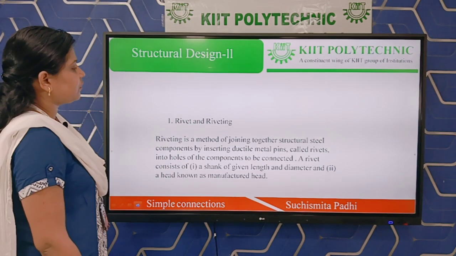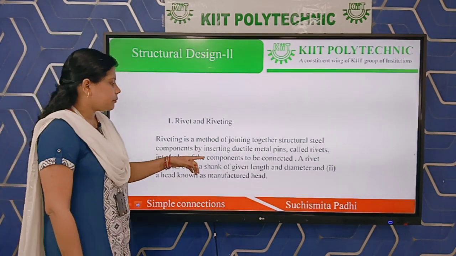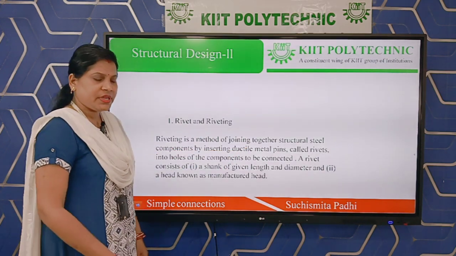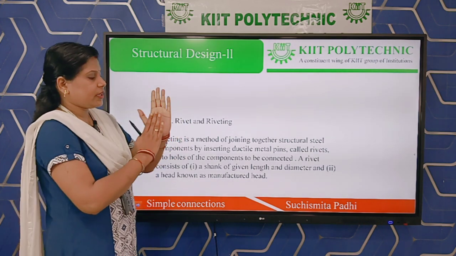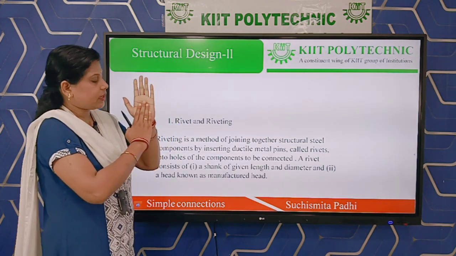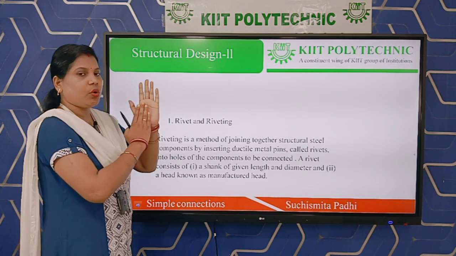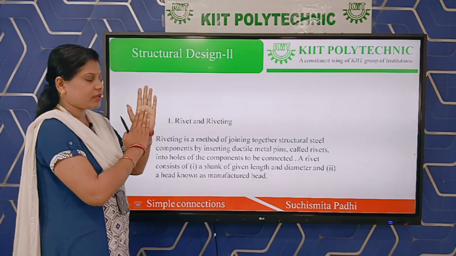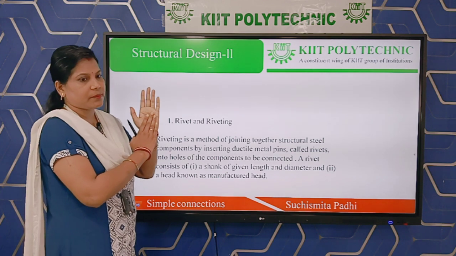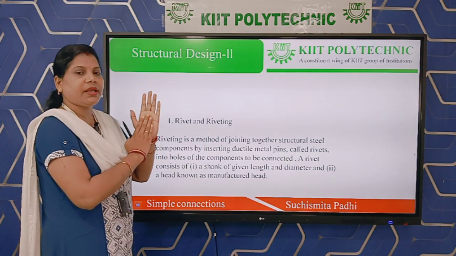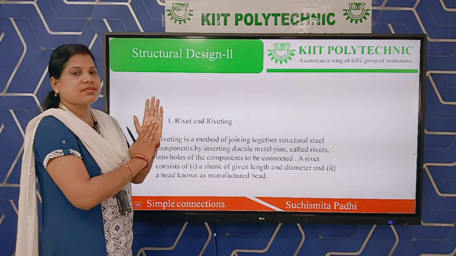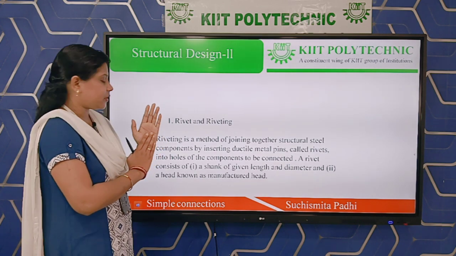Riveting is a method of joining together structural steel components by inserting ductile metal pins called rivets into the holes of the components to be connected. If you are connecting two members, this is one member and this is another member. The two members must overlap each other, and in the overlapping portion we have to make a hole. The hole diameter is small d, the gross diameter, and into that hole we insert a rivet, whose diameter must be less than the gross diameter. The rivet diameter is named the nominal diameter, and the hole diameter small d is named the gross diameter.